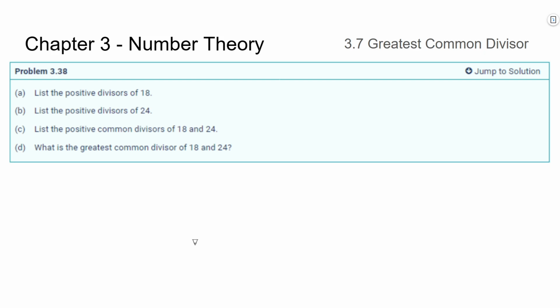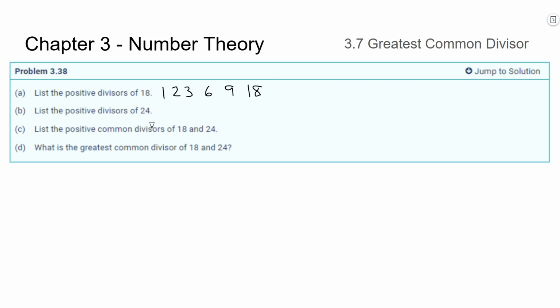All right, so jumping into problem 3.38. First of all, we're going to list the positive divisors of 18. Well, we know we have 1 and 18. We have 2 and 9. And then we'll have 3. I'm going to pull up my cheat sheet over here, make sure I don't miss any. Yeah, we have 3 and 6. 3 times 6 would be 18. And I think that's all of them. Yeah, so that's for 18.